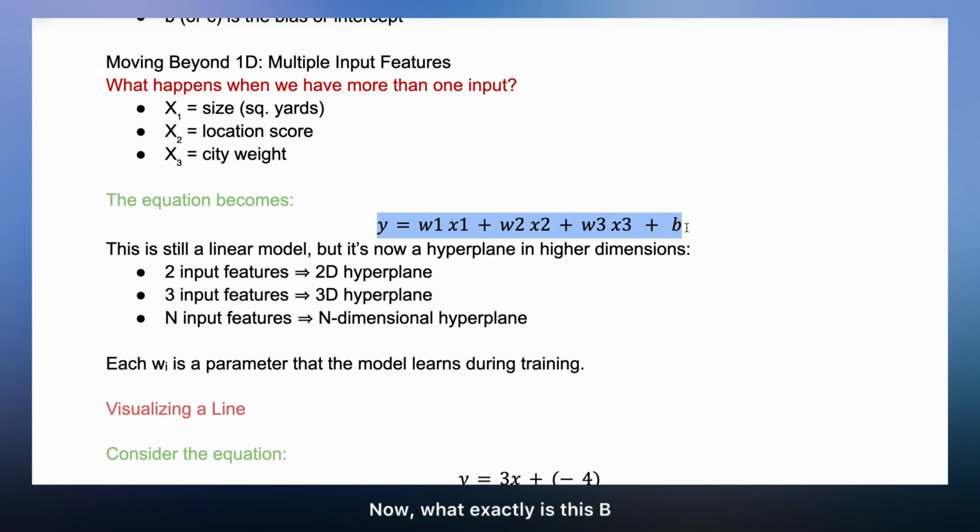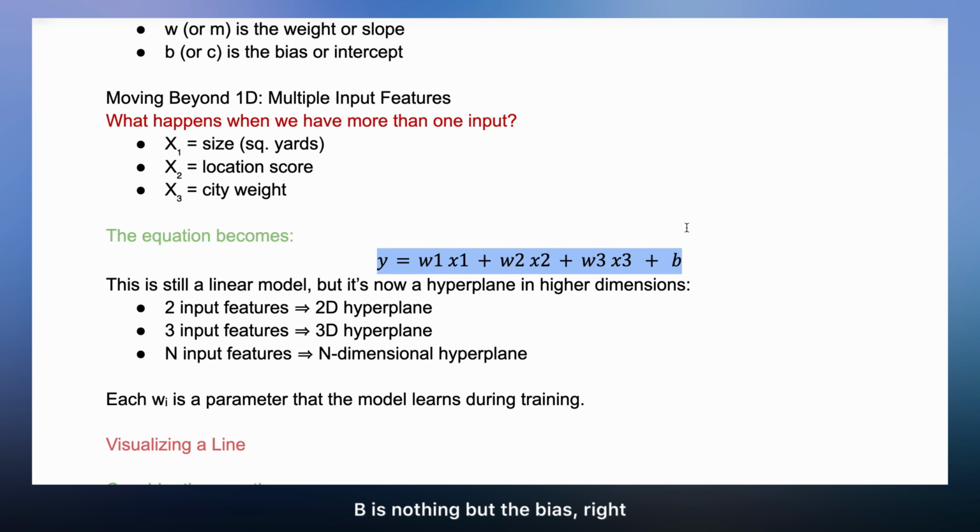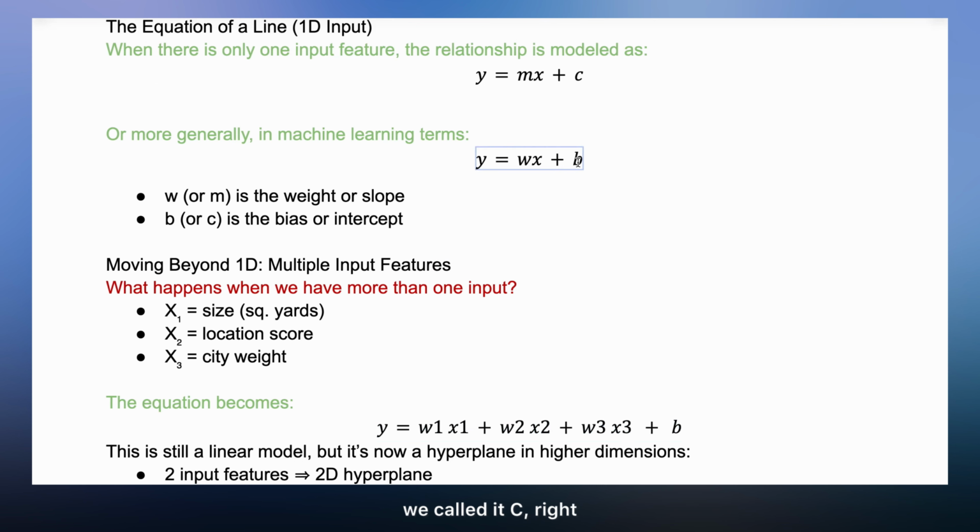Now, what exactly is this? b is nothing but the bias, right? In case of a line, we called it c, or basically the intercept. In case of a hyperplane, we will simply call it bias, right?